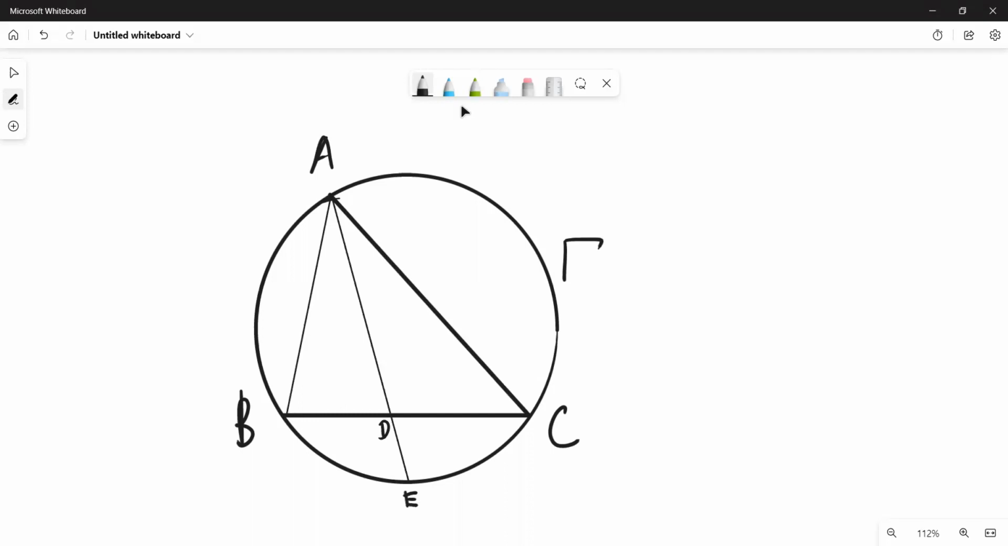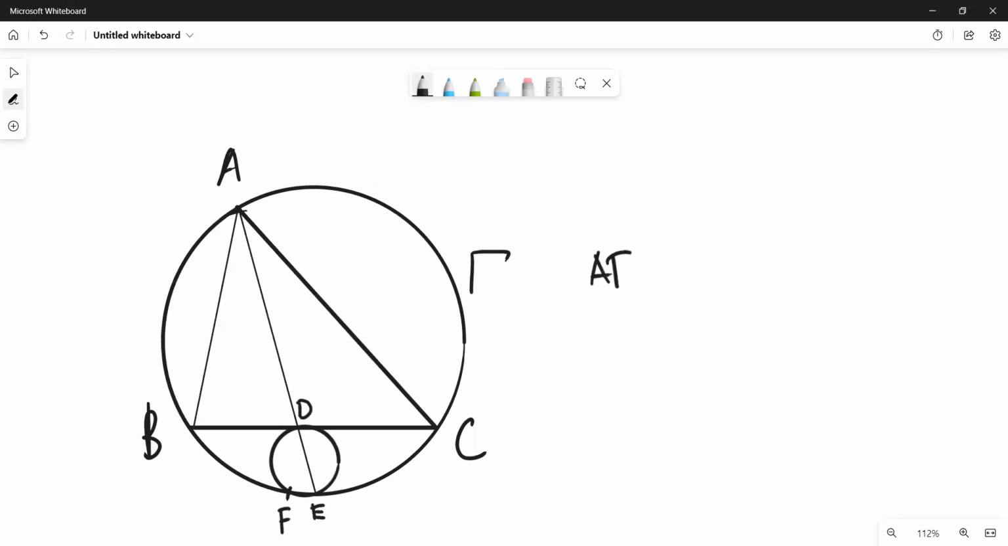The circle with diameter DE, oh, it's going to be quite hard to draw. Yeah, probably something like that. So this circle with diameter DE will meet gamma again at F. Prove that AF is the symmedian of the triangle.